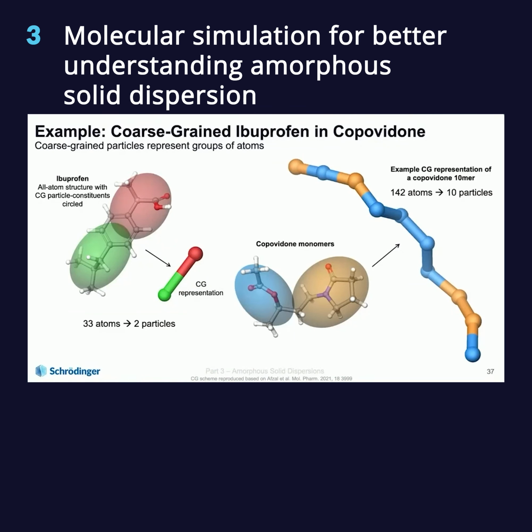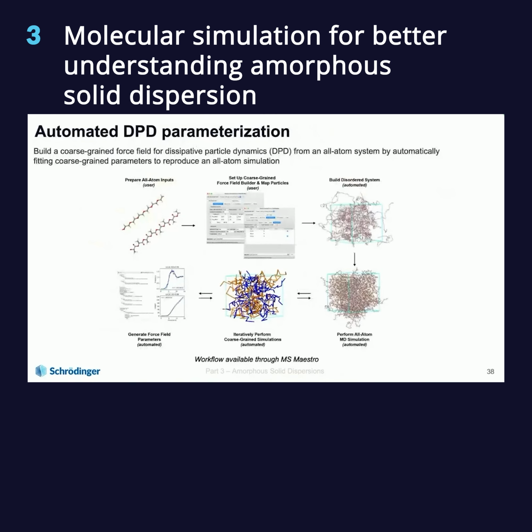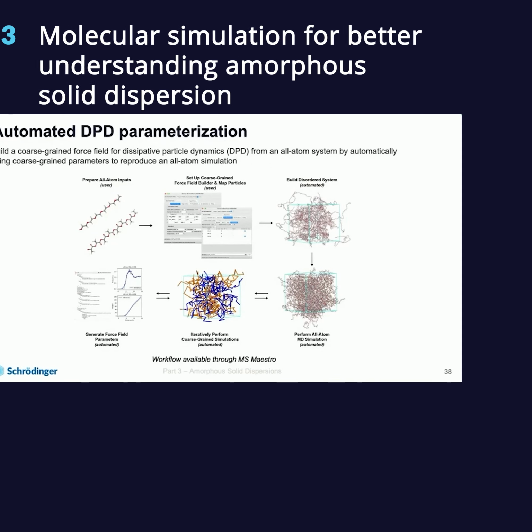Now, you might be asking, how do I choose where to place these spheres? How do I give these parameters so it acts like a real molecule? Because in an atomistic simulation, it's pretty straightforward. We know what the atoms do. So for that, we've actually heavily invested in an automated procedure for parameterizing these models. Right now, it works for DPD, and it's on our roadmap to have it working with Martini as well.